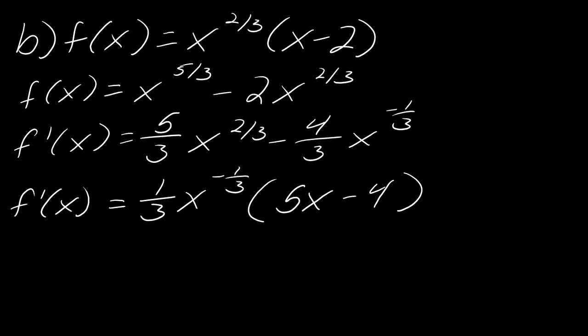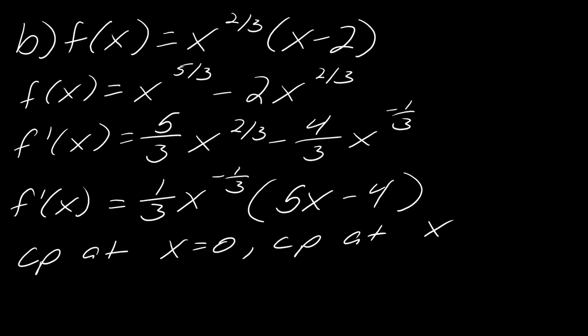Okay, so now I need to find my critical points. So I have critical points at x equals 0. This does not exist at x equals 0, right? Because 0 in the denominator right here. And then also we will have a critical point at x equals 4/5, because 4/5 will make this part here equal 0. Okay, so I've got my critical points. Let me make some space.